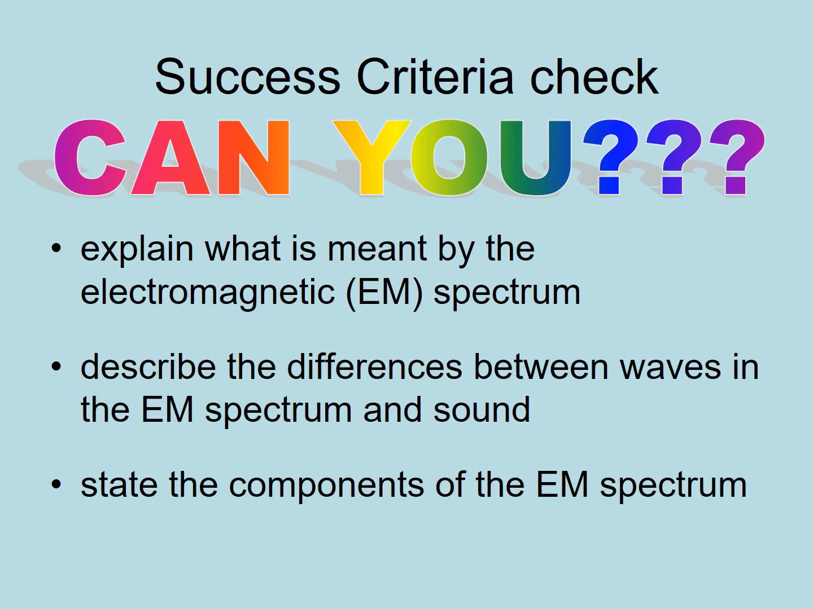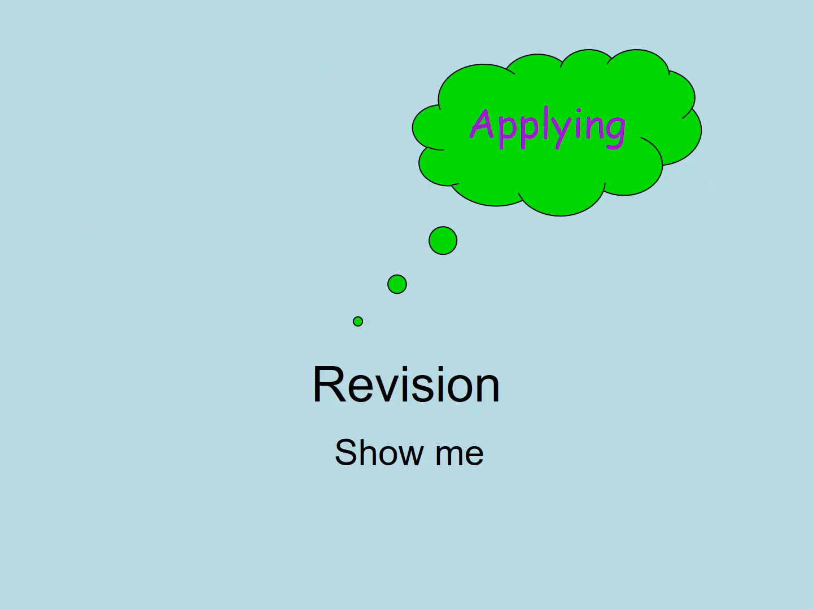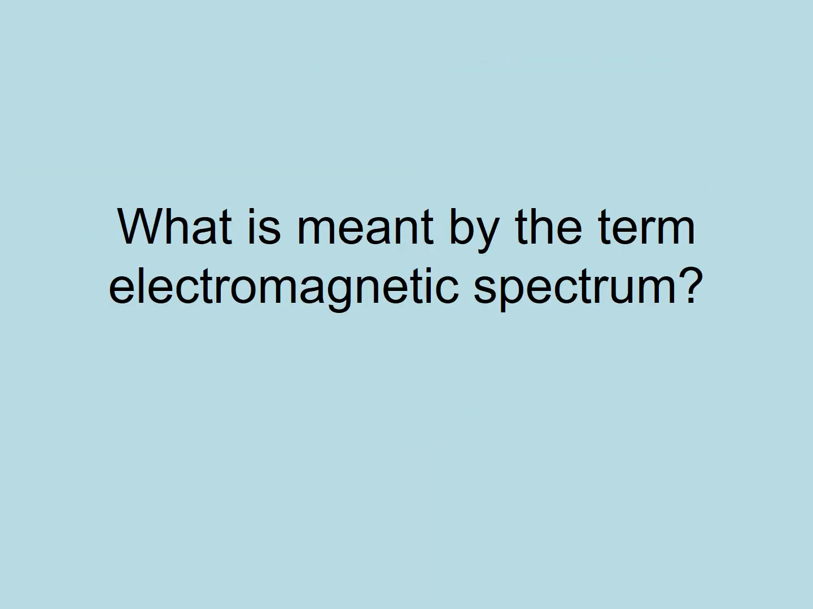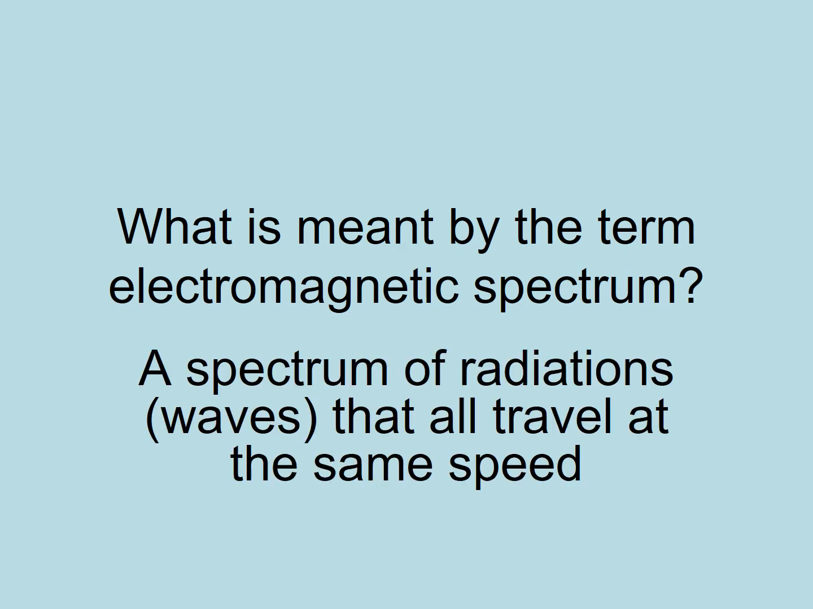Success criteria. Let's see how well we did. Can we explain what is meant by the electromagnetic spectrum? Can you describe the differences between waves in the EM spectrum and sound? And can you state the components of the EM spectrum? So what is meant by the electromagnetic spectrum? Really it's a family of waves, a spectrum of radiation waves that all travel at the same speed. They all travel at the speed of light.